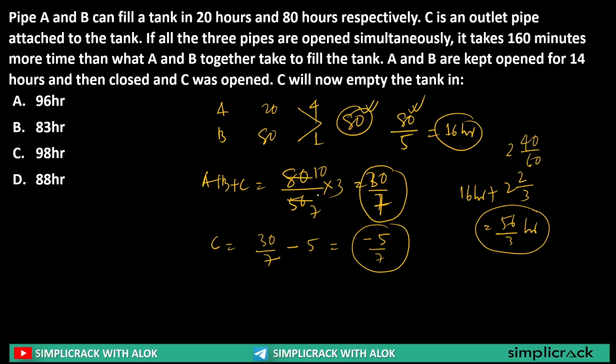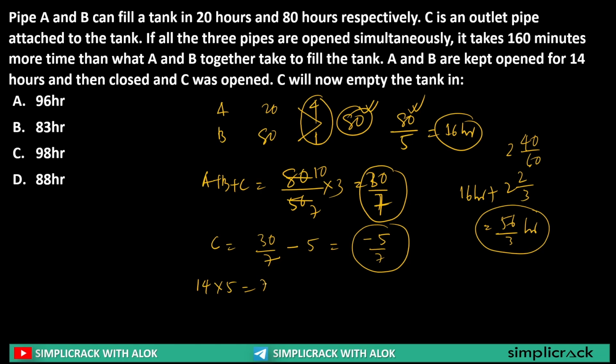Total work is what? 80. So we can do it in both ways. First thing we can do is the whole pipe. See what it is saying. If A and B are kept open for 14 hours and then closed. So if A and B are open for 14 hours, how much work will be done?